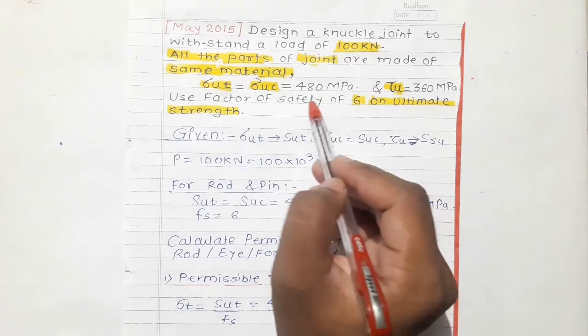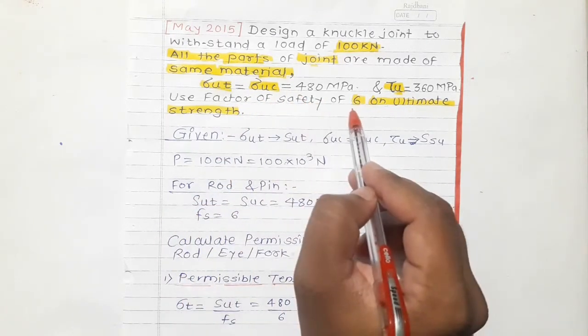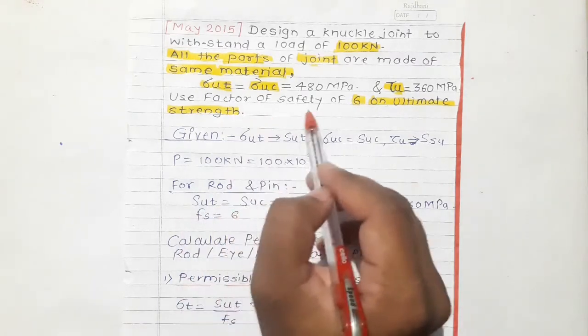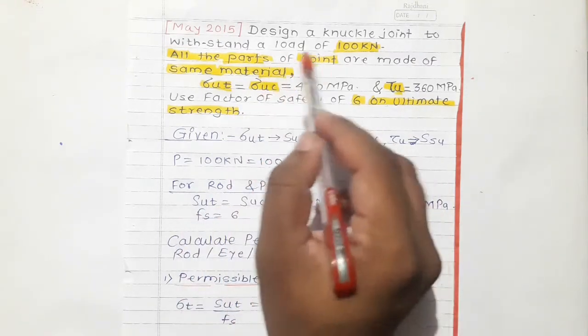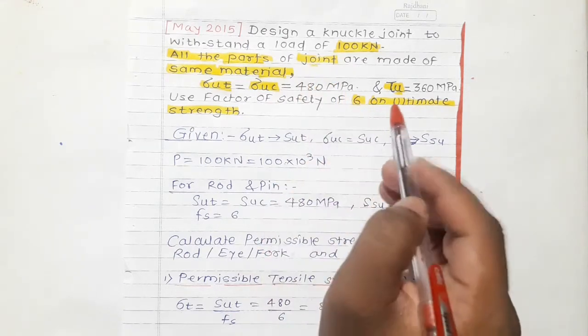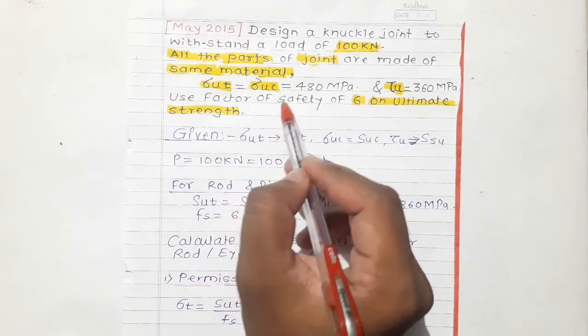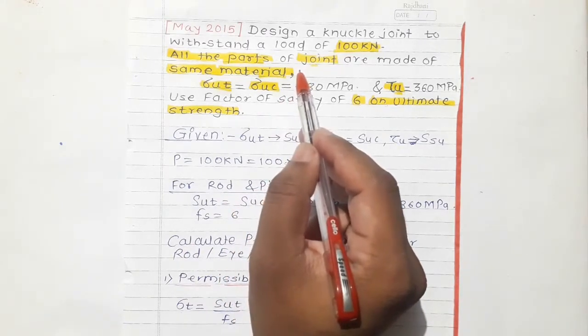After that they have given the factor of safety, that is Fs 6 on ultimate strength. As they have not mentioned the material of this knuckle joint, still from this property, that is ultimate strength, we can understand that the material used for this knuckle joint is definitely a brittle material.